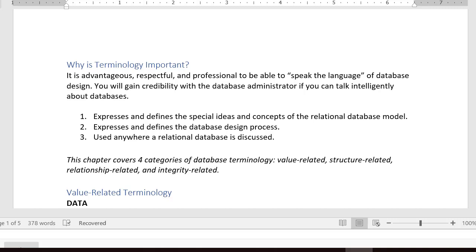If we break these different terminologies down, we can put them into different categories. One is value related, one is structure related, another is relationship related, and then integrity related. So when you're studying this chapter, think about putting it in these four categories, and ask what you can tell me about the terminology in these four categories without going back and looking at your notes.